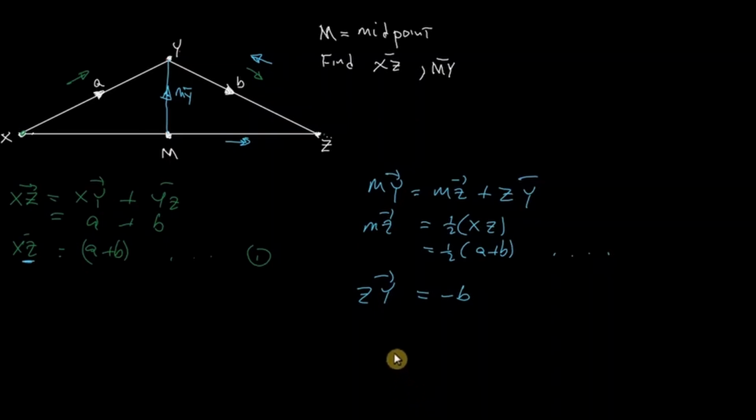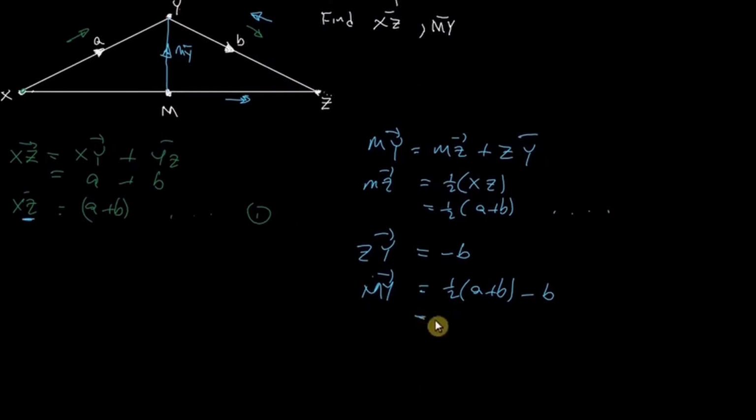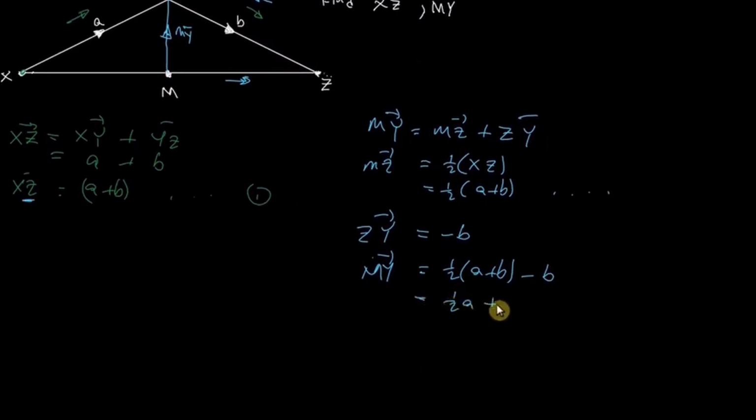So now we have expressions for both terms. We can write MY is equal to half (a + b) minus b. So we could simplify. We have half of a plus a half of b minus b. So we can now simplify further by writing this as a/2 + b/2 minus, and we will change b to an equivalent fraction with a denominator of 2.